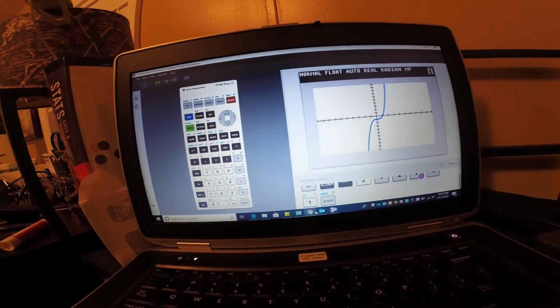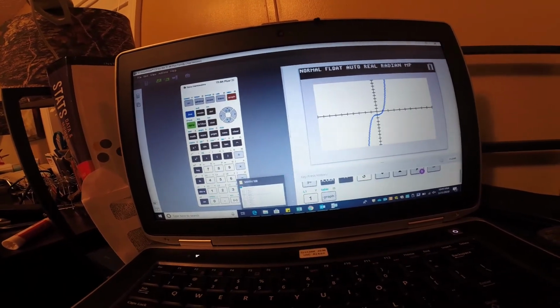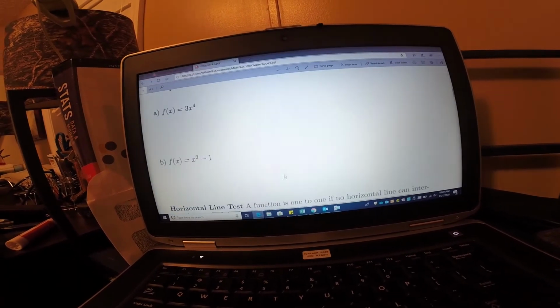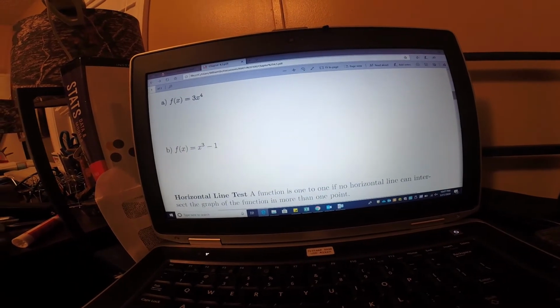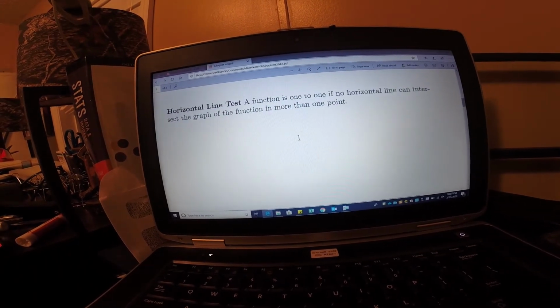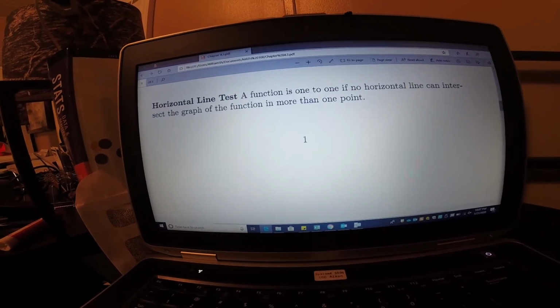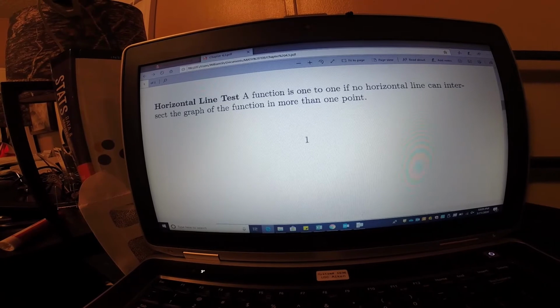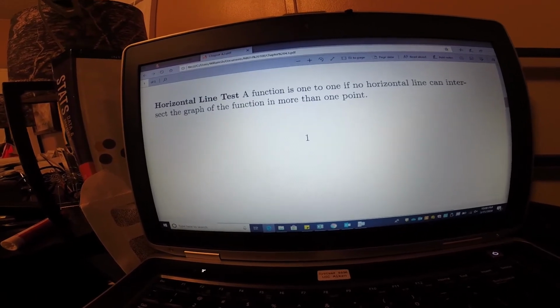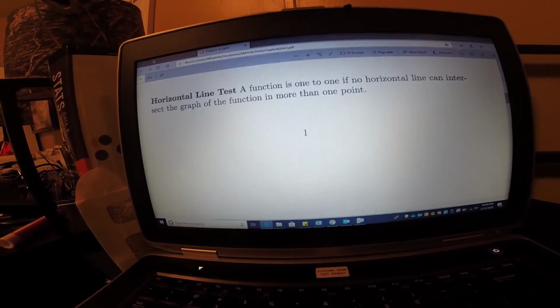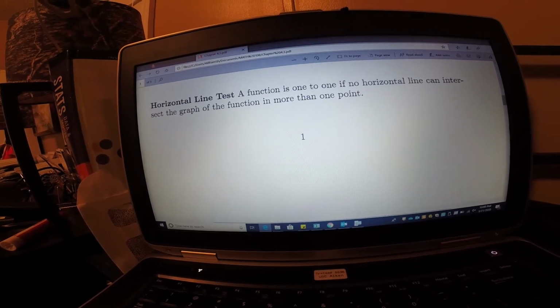Now while I've got you right here, let me go ahead and pull up the definition for the horizontal line test. As you see, it's right there in your lecture notes. A function is one-to-one if no horizontal line can intersect the graph of the function in more than 1 point. So if it passes the horizontal line test, it's a one-to-one function.